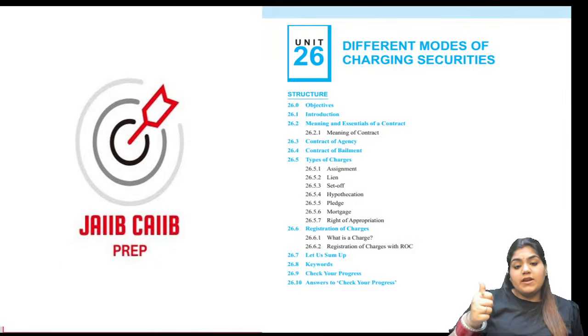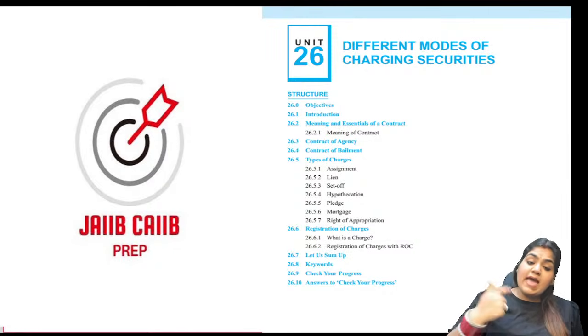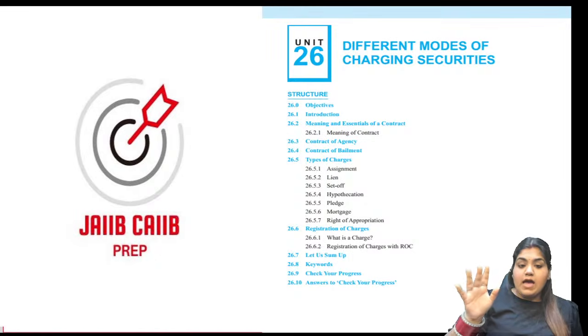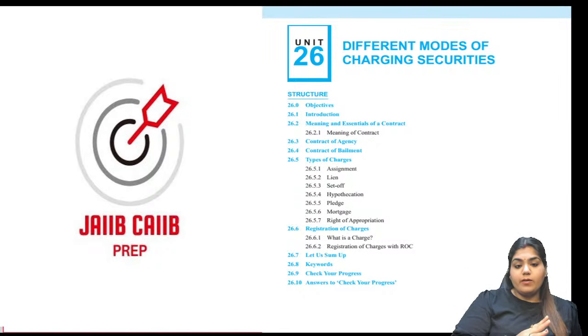No. For set off or lien, there should be a loan on my end which I am not paying, and for them there should be an amount which they have to pay me and which is matured. Hypothecation and pledge are again the same thing. They are for the movable property, but hypothecation happens when the property is in the possession of the borrower, and pledge means the possession of the property is given to the bank. Mortgage is for immovable property.